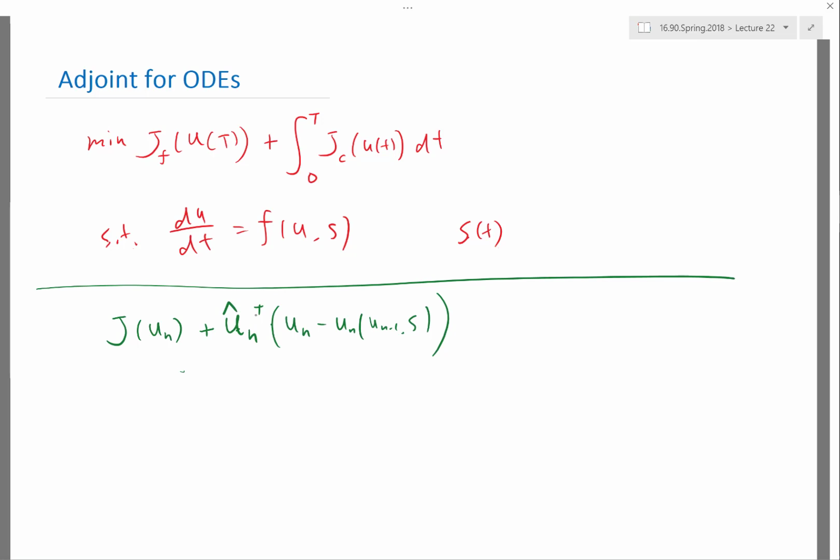So why is it appropriate to add that term? This is because I can view the evolution from u_{n-1} to u_n as a constraint. And once that constraint is satisfied, the parentheses would be exactly equal to 0. So I'm adding something that I know is 0 no matter what that û_n is. Then I keep adding û_{n-1} transpose times (u_{n-1} minus u_{n-1} as a function of u_{n-2} and s), etc., all the way to û_0 transpose times (u_0 minus u_0 as a function of s).